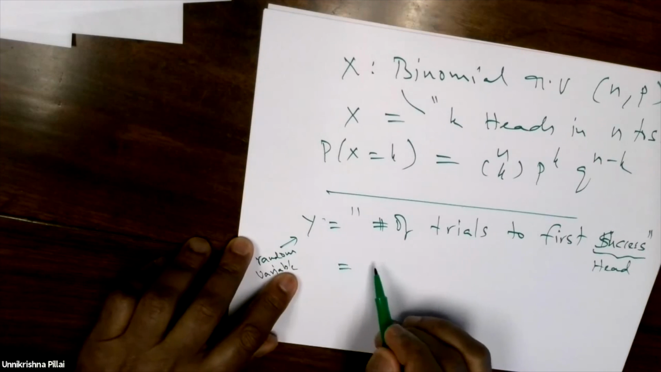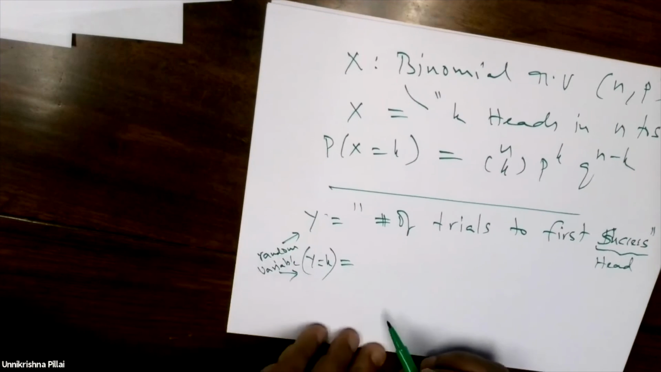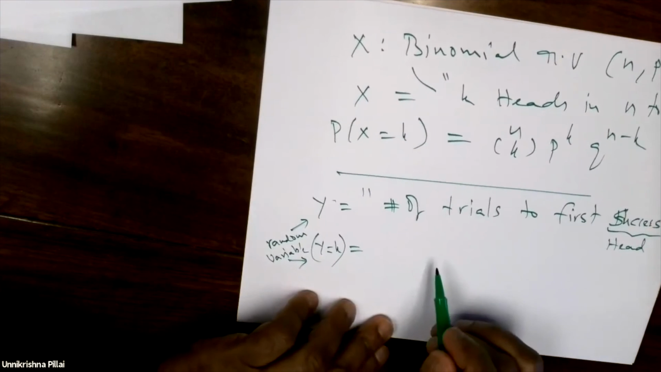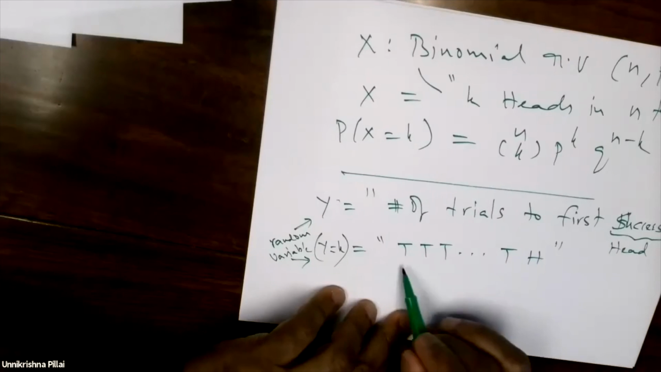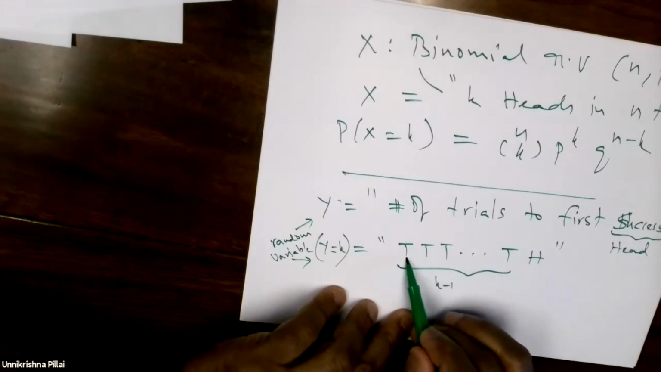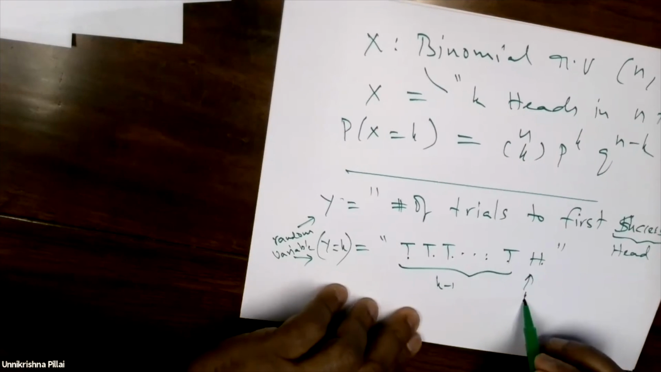Let's say y is k. What does that mean? Y equal to k means what? What will the experiment look like? Anybody? You need to think. K minus 1 tails and 1 head. That means when you tried the first time you got a tail, and then so on, and the kth trial you got a head. Remember, all these are independent trials.